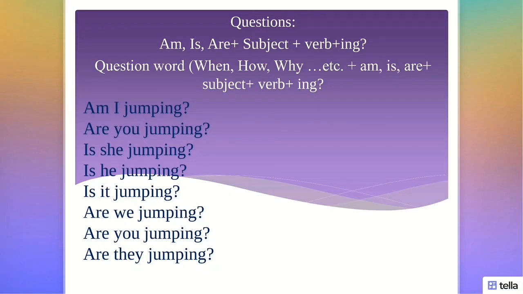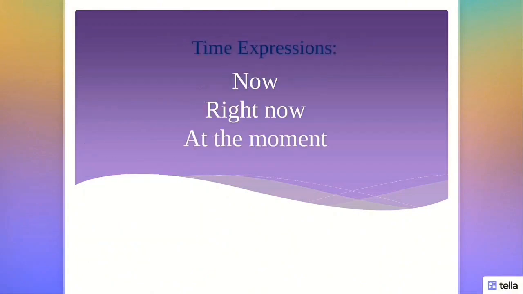Okay, let us look through some examples. Am I jumping? Are you jumping? Is she jumping? Is he jumping? Is it jumping? Are we jumping? Are you jumping? Are they jumping? Okay. So the time expressions of the present continuous tense are now, right now, at the moment.